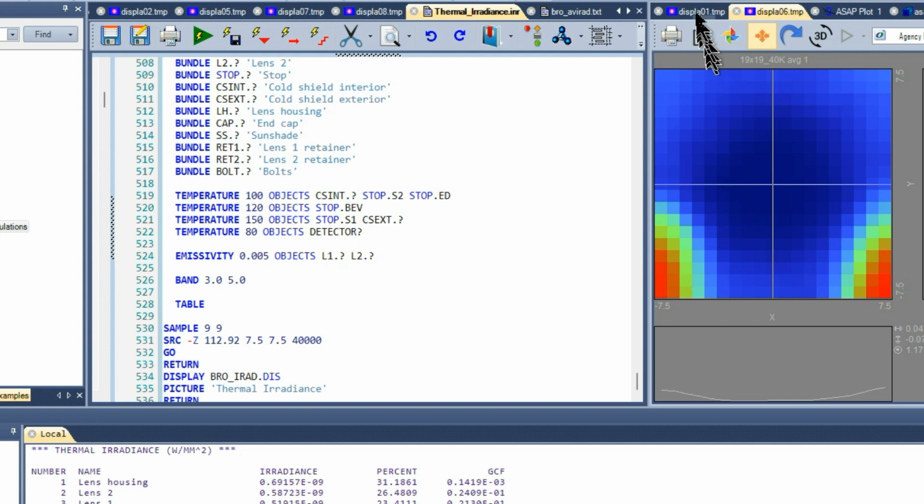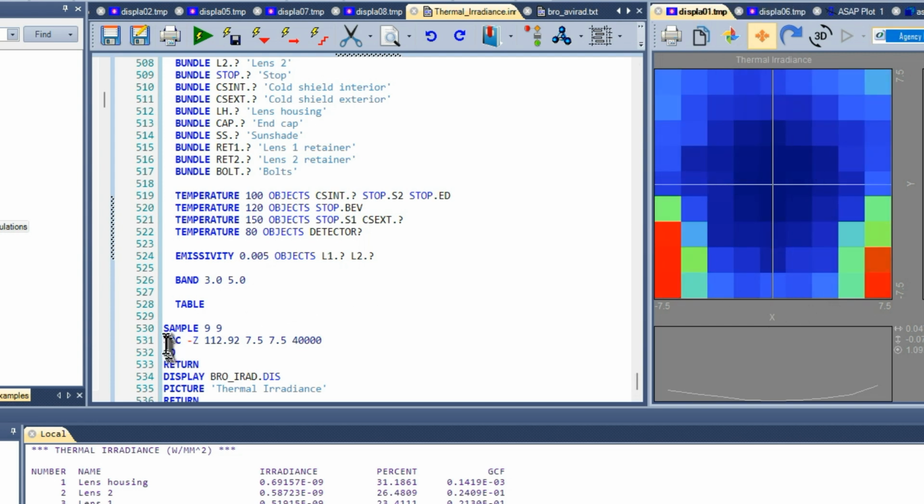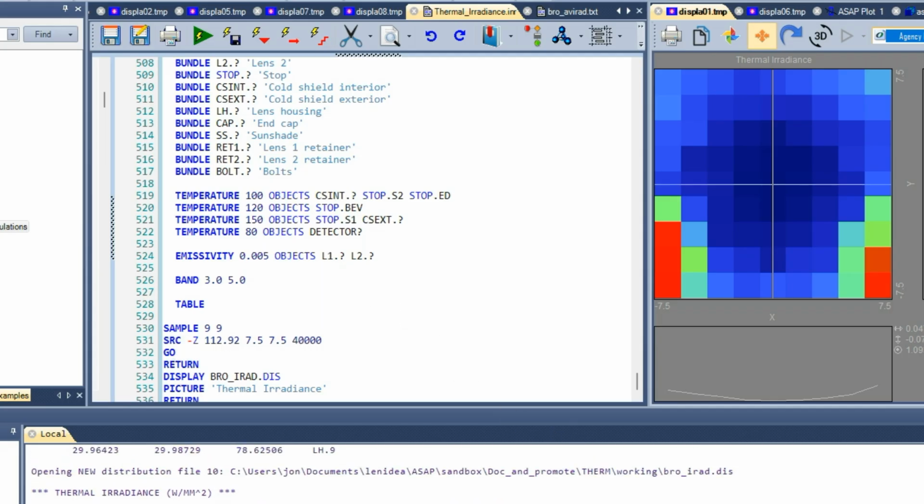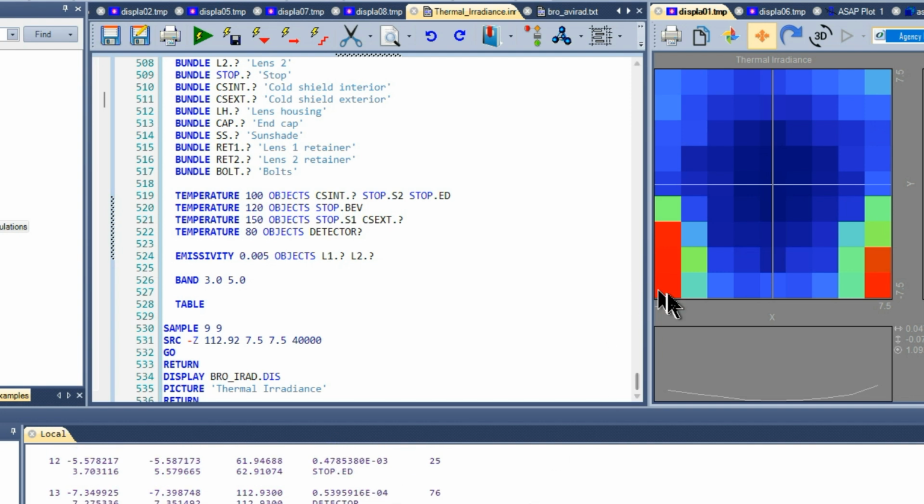Sample sets up the sampling, in this case this 9x9 sampling, and SRC is the reverse trace source, which is at the detector location and size, and it defines the number of rays per sample that is used for determining the thermal irradiance. And finally, the go command tells the therm mode to actually start doing the calculation. And what happens at that point is that it cycles through and traces from each zone on the detector and looks at the energy that is passing every object and tracks that in such a way that it can extract the thermal irradiance and the geometric configuration factor.